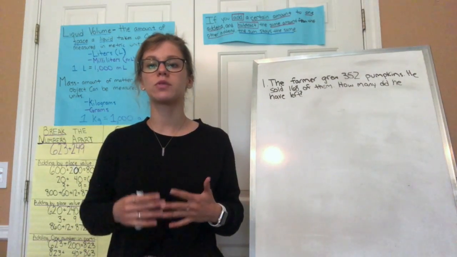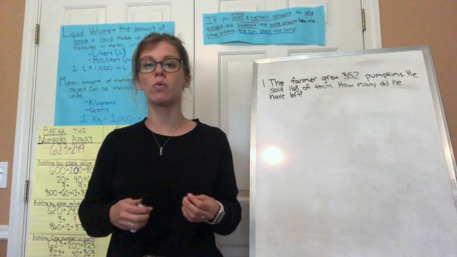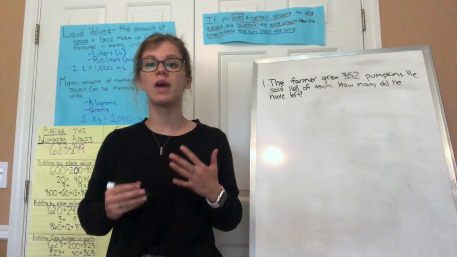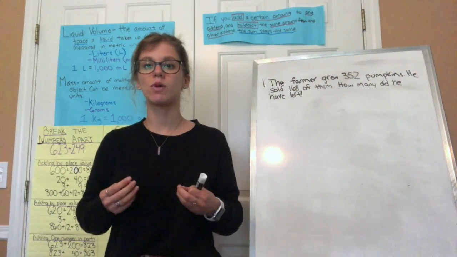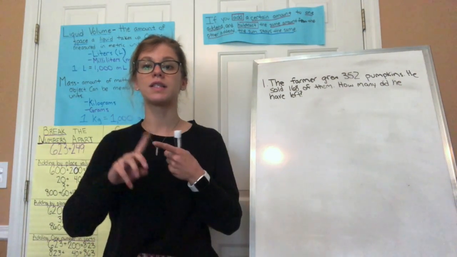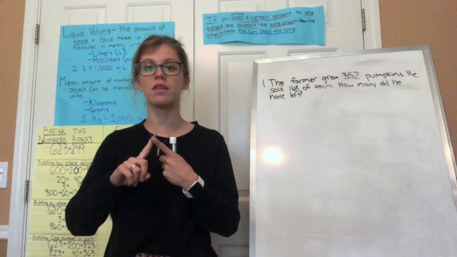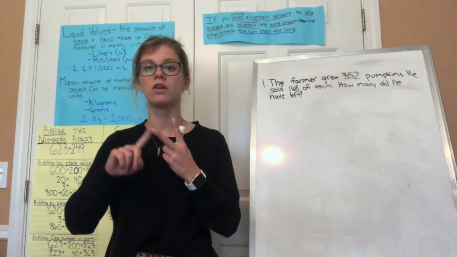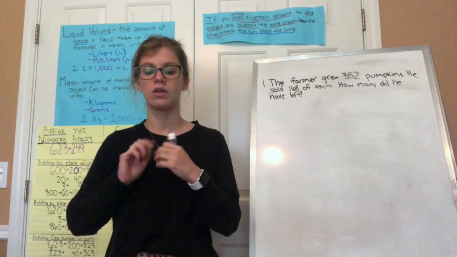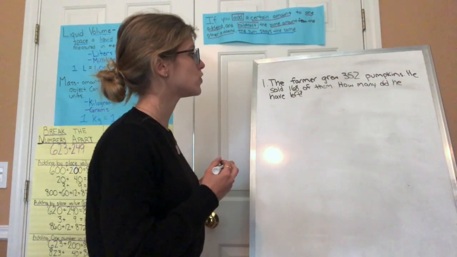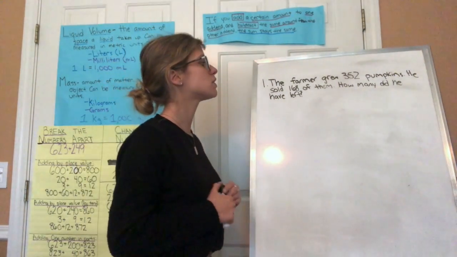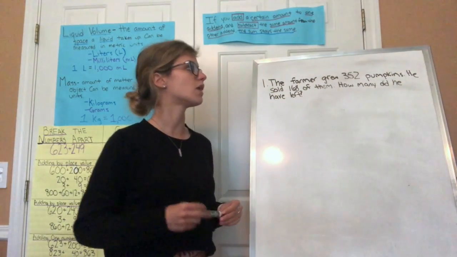What we're going to be doing is we're going to be taking 3 different word problems and comparing what kind of strategies we need to be using. The different types of word problems that we can be doing are taking apart and putting together, comparing, or taking from. So, our first word problem is: the farmer grew 352 pumpkins. He sold 168 of them. How many did he have left?